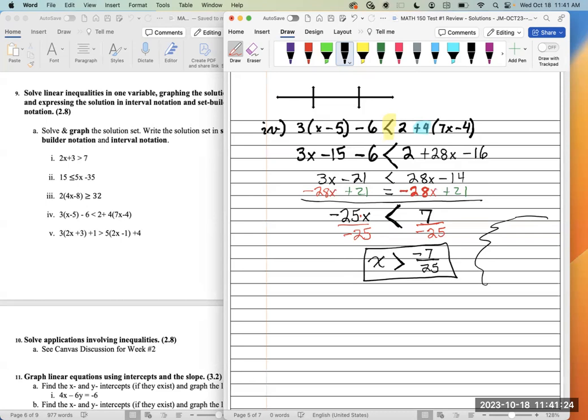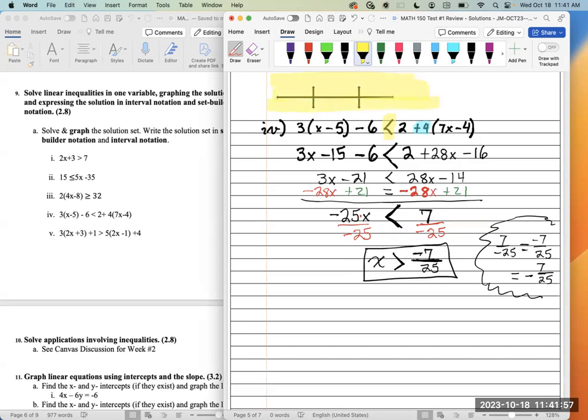Quick little thought bubble. 7 over negative 25 is the same thing as negative 7 over positive 25, which is the same thing as negative in front of the fraction, 7 over 25. Generally, it's nice to put the negative up in the numerator so the person reading your work knows immediately that it's negative.